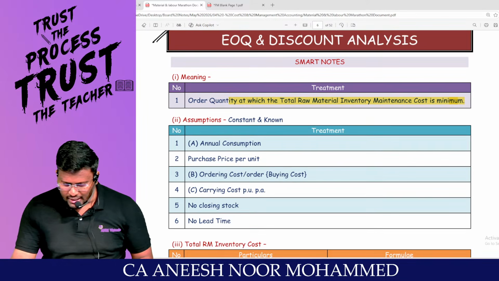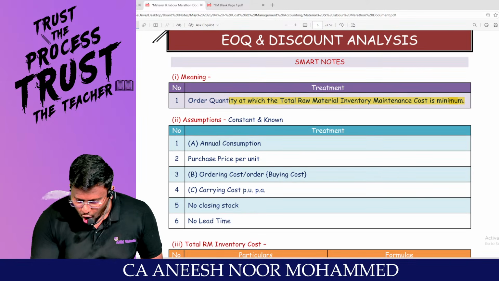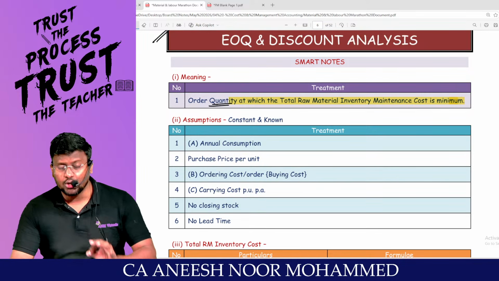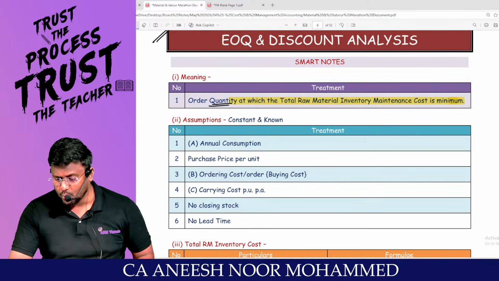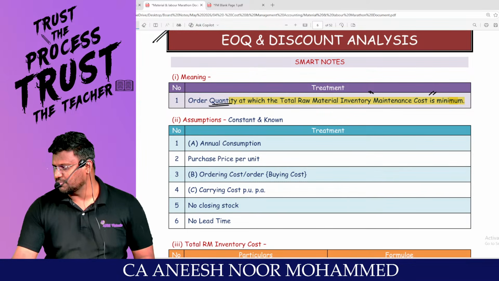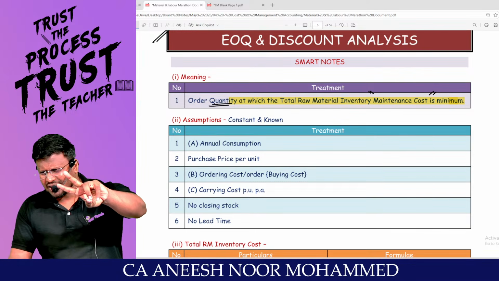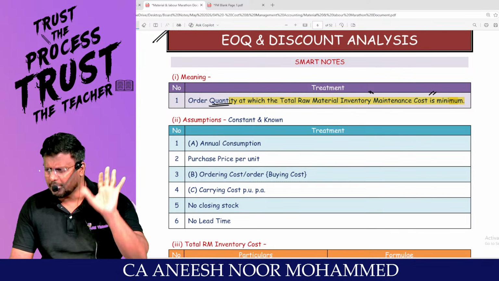Economic order quantity is the order quantity at which my total raw material inventory maintenance cost is minimum. There are 2 maintenance costs. Number 1, ordering cost. Number 2, carrying cost.